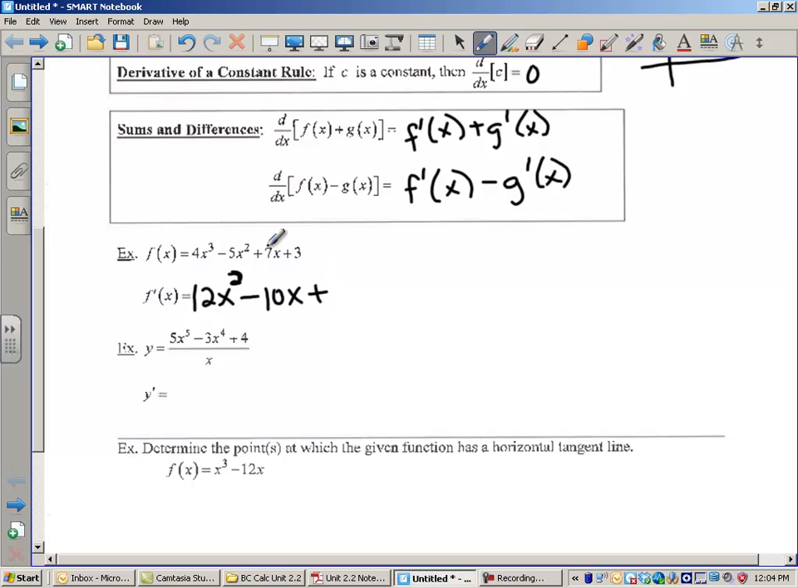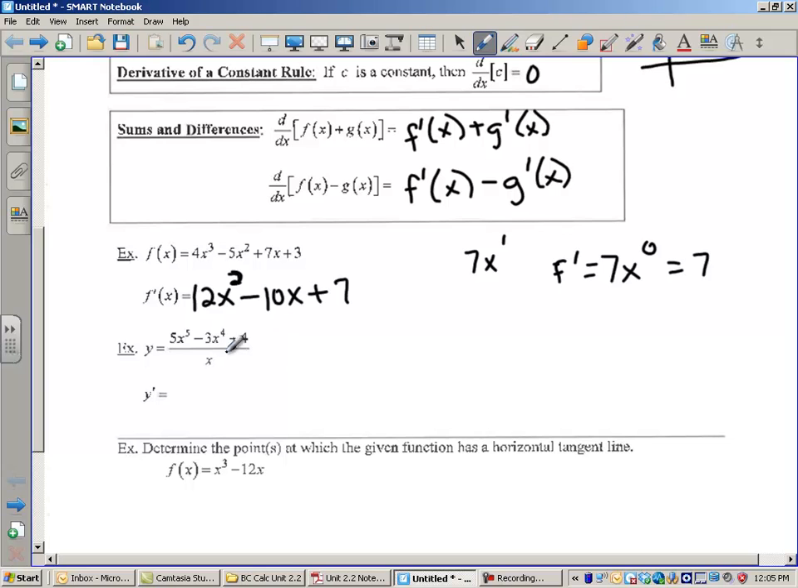Now the derivative of 7x, this is 7x to the first. I'm going to write this out over here, 7x to the first. Once you bring the 1 down, the derivative becomes 7x to the 0. So the 1 came down in front of the 7 and just multiplied it, and x to the 0 is just 1. So that's just 7. And then the derivative of a constant is 0.